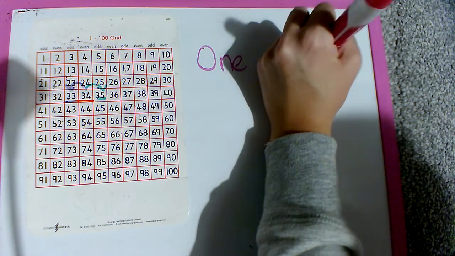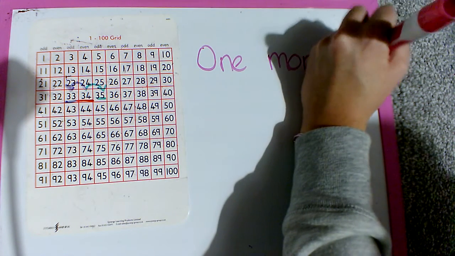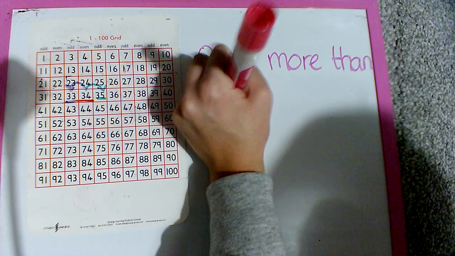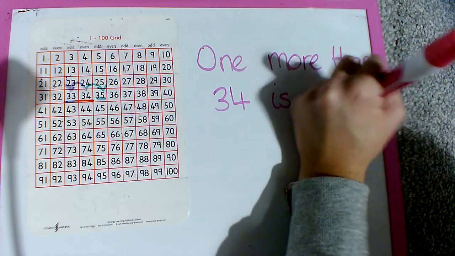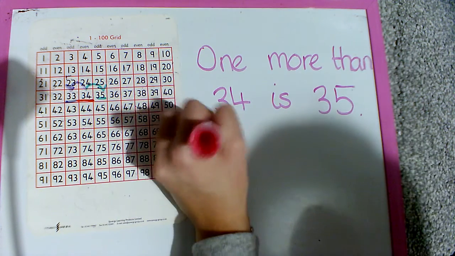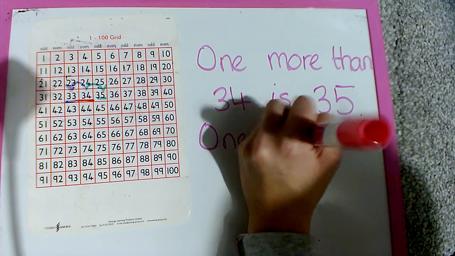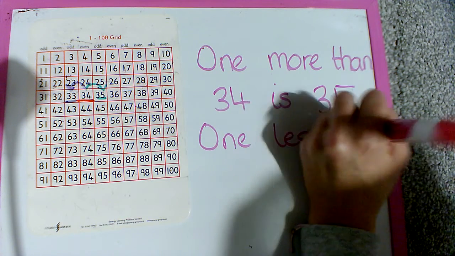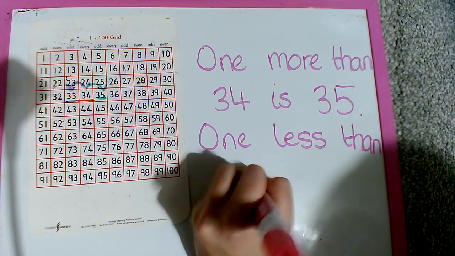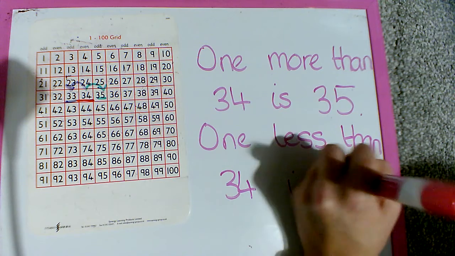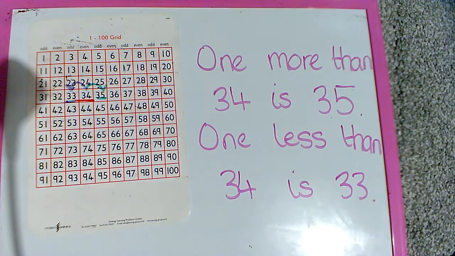So 1 more than 34 is 35, and 1 less than 34 is 33. I'd now like you to have a go at your worksheet.